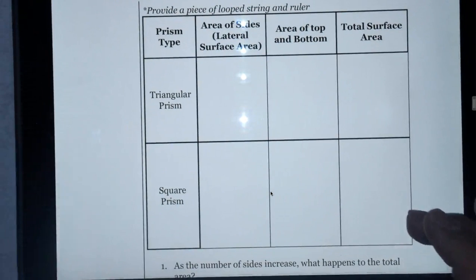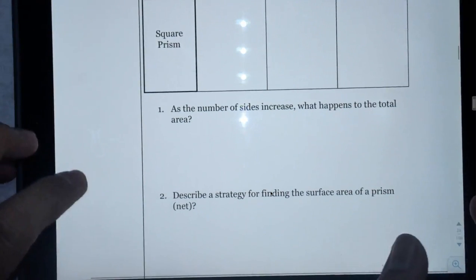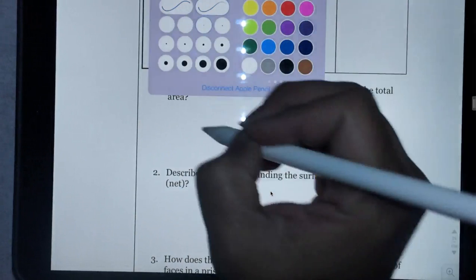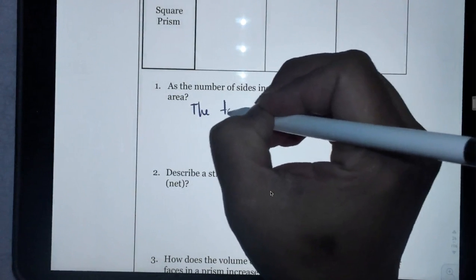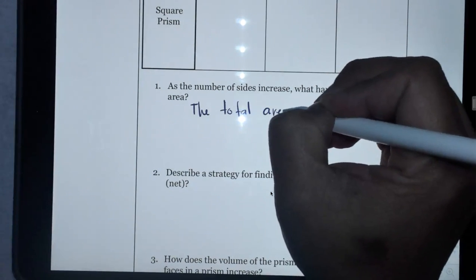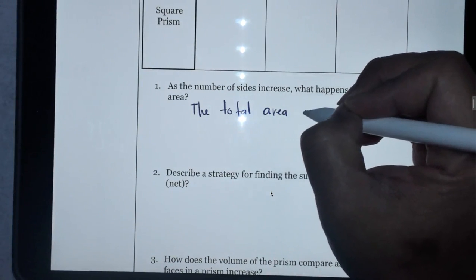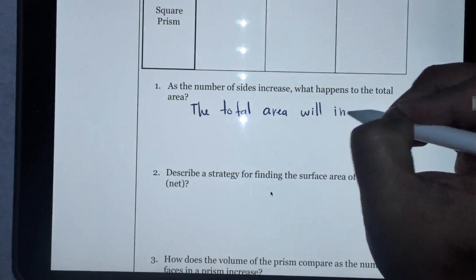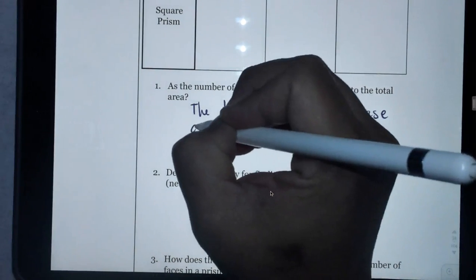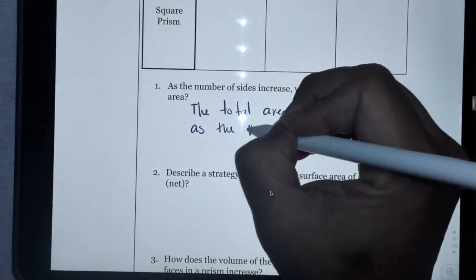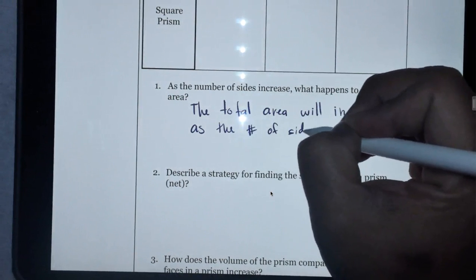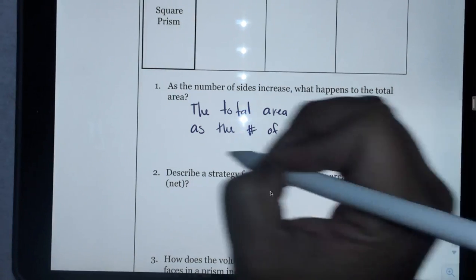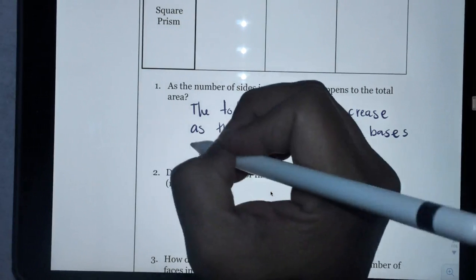We're going to skip this section for now and answer question number 1. As the number of sides increases, what happens to the total area? I'm going to say the total area will increase as the number of sides in the base or bases increases.